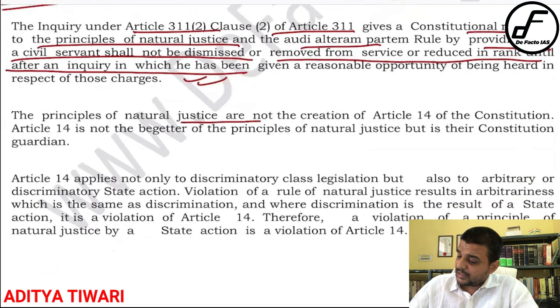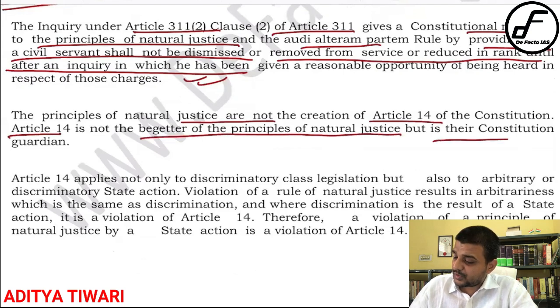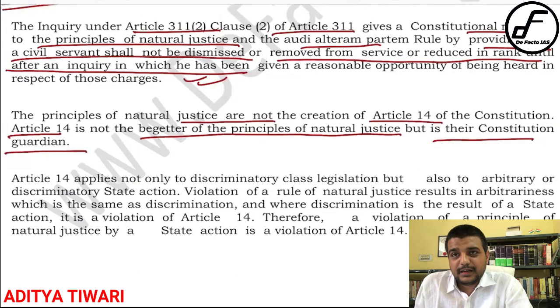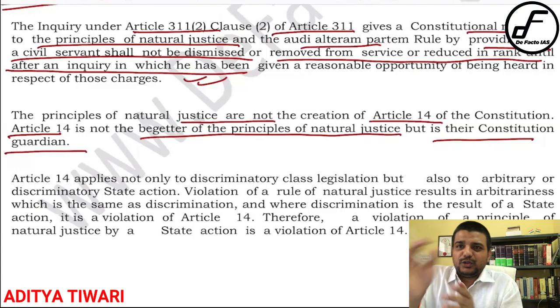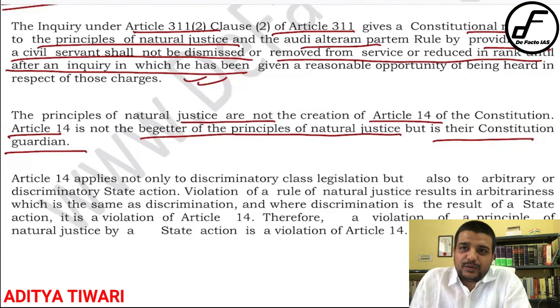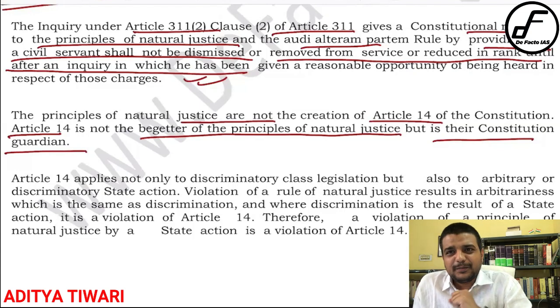Similarly, the principles of natural justice are not a creation of Article 14 of the Constitution. Article 14 is not the begetter of the principles of natural justice, but is their constitutional guardian. Actually, an argument was made by the opposite party that Article 14 ingrains the principle of natural justice. So if something satisfies Article 14, it can be assumed that the principle of natural justice has been followed, right? उन्होंने opposite दूसरे तरीके से argument दिया, right? The court said no, Article 14 no doubt contains the principle of natural justice, but that doesn't mean that once Article 14 is satisfied, it cannot be hit by the principle of natural justice. No, not at all.